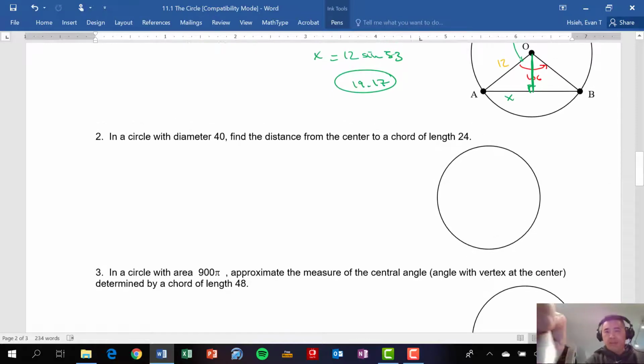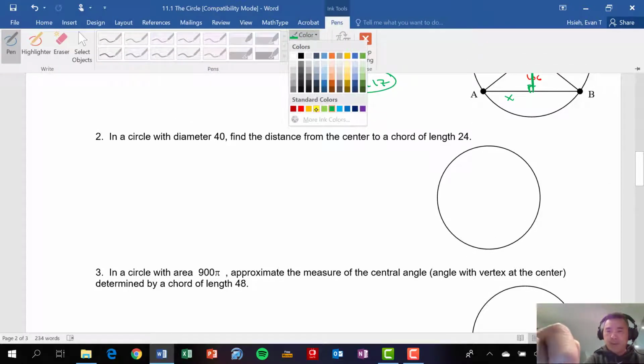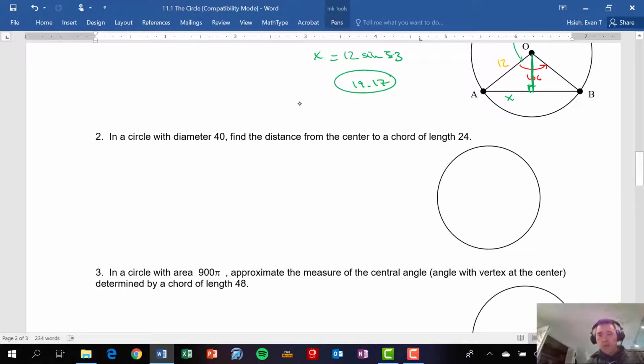The second problem is a problem that is pretty common in this section. You're going to have a circle with a diameter of 40, something like this, which tells you that the radius is equal to 20. And you want to find the distance from the center to a chord that has a length of 24. So this chord right here has a length of 24.